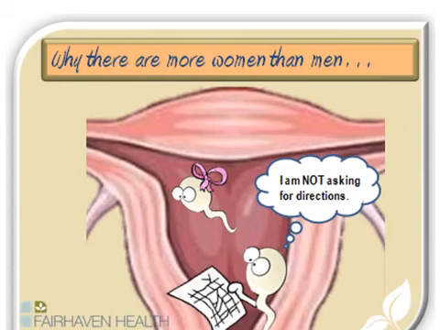And here's the explanation for why there are more women in the world than men. You can see there's 2 sperm here who are competing to get to the egg, and the female sperm there is clearly navigating on her own with no problems, and the male sperm is lost there and claiming for sure he's not going to ask for any directions.